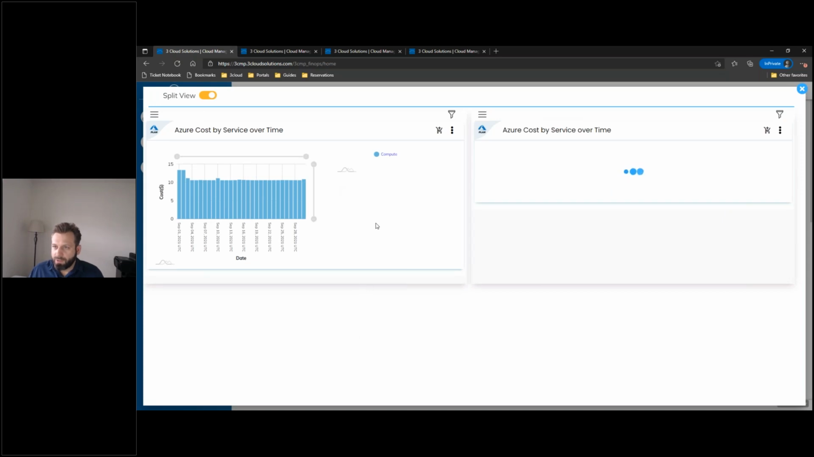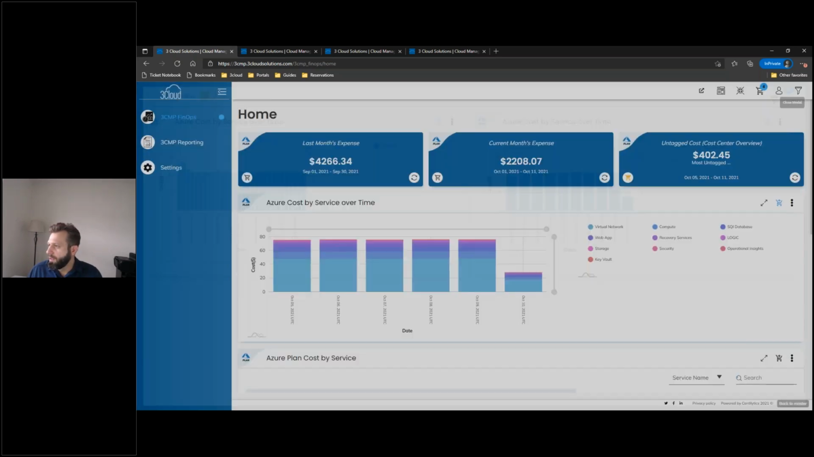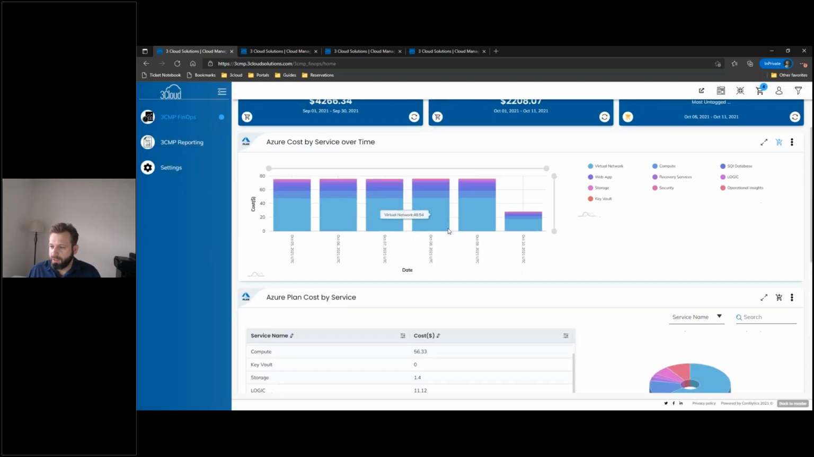So this will load, and you can look at this over time. And at any point in here, these are all basically widgets. So if you're looking here and say, okay, I want to add this to a cart, I want to put this into a report that I want to save later, this is where you can do that. Anywhere you see this cart button, you can basically add that to a cart.